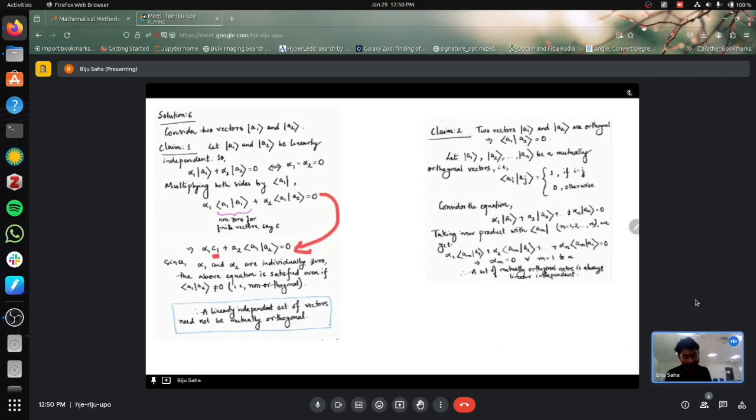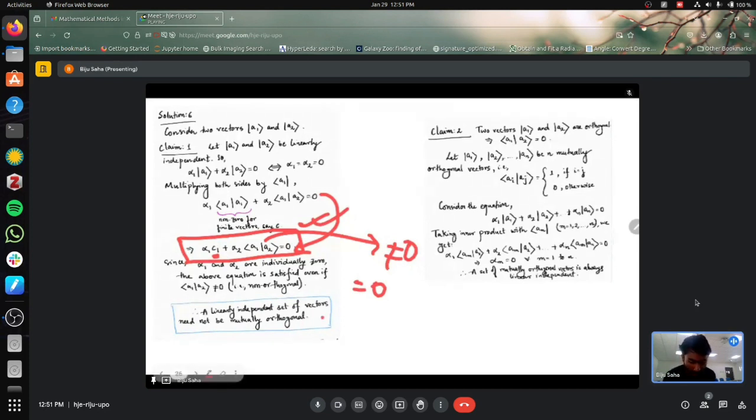But the initial claim was that alpha 1 and alpha 2 are individually 0. So this particular equation is satisfied even when this term is not equal to 0, because ultimately alpha 1 and alpha 2 are individually 0, right? Even if they are not equal to 0, this statement holds good. If they were equal to 0, then also it's fine, it is not violating the expression. That says that a linearly independent set of vectors need not be mutually orthogonal. They can be orthogonal, but it's not a necessary thing. So the first claim is solved.